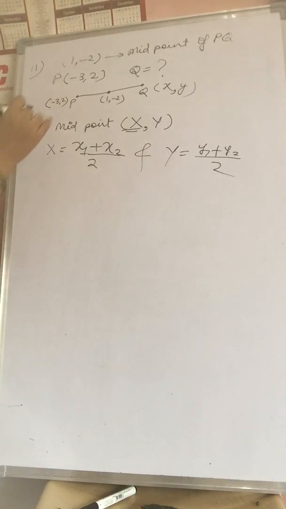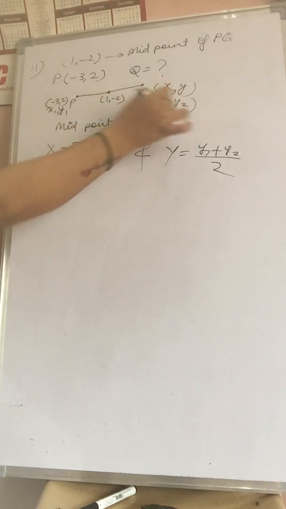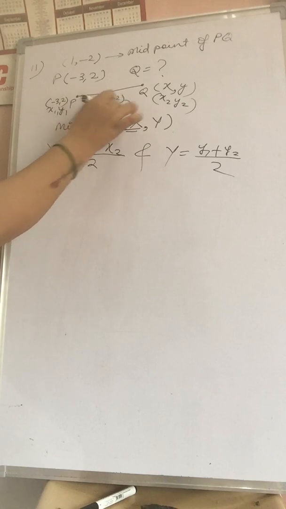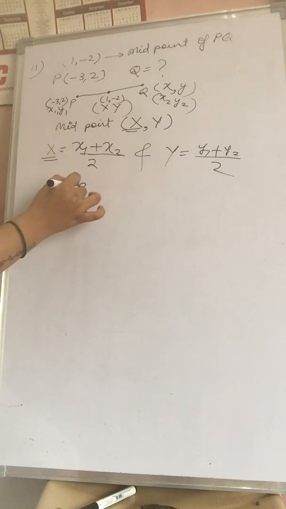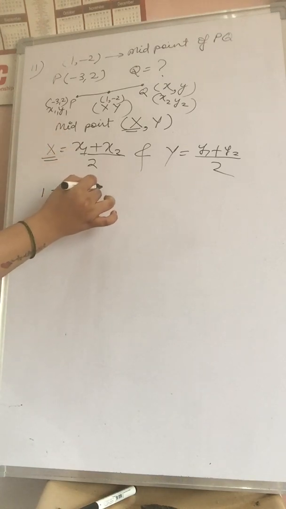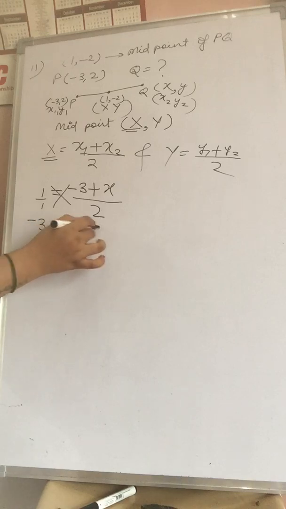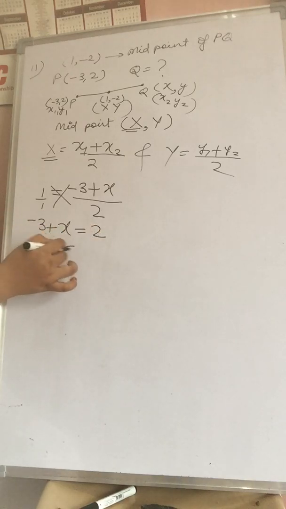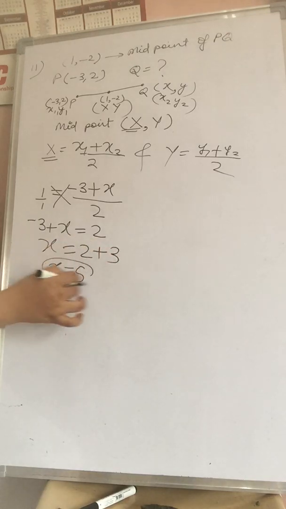Put the values. Here these are the coordinates x1, y1. This is x2, y2. And here we have capital X, capital Y. Let's apply. In place of capital X, we have 1. x1 is minus 3 plus x2 is x, by 2. By cross multiplication, minus 3 plus x is equal to 2. So x is equal to 2 plus 3. So x is equal to 5.